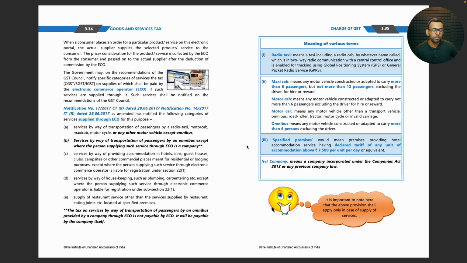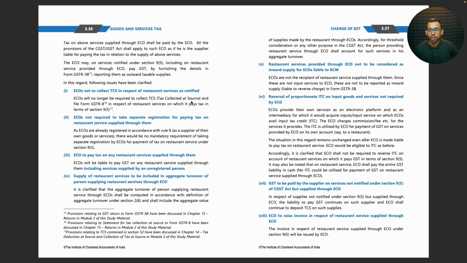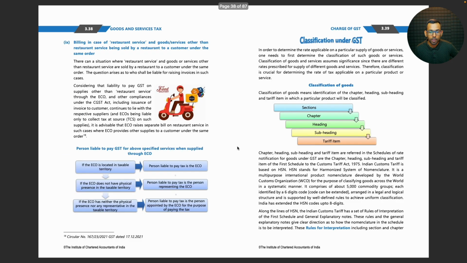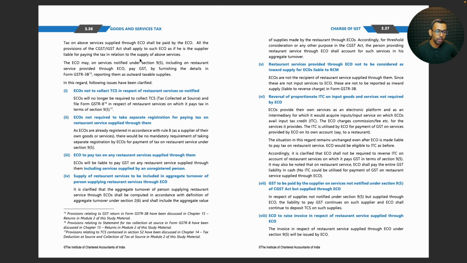Okay, next step. This is where we had a huge amount of confusion yesterday, but anyway, let us read this through. Tax on above services supplied through ECO shall be paid by the ECO. All the provisions of CGST or IGST shall apply to such ECO as if he is the supplier liable for paying the tax in relation to the supply of above services.